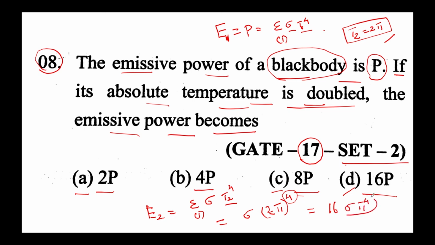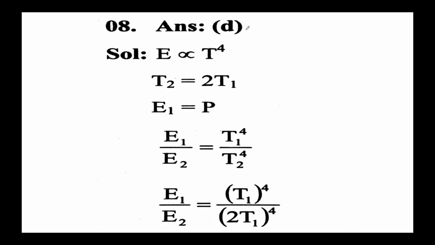And you know that sigma into T1 power 4 has already been kept as P, right? So I can say that the new answer would be 16 times your old answer, right? So this is how you try to solve this problem, and hope you can understand that option D would be the correct answer. So let's get into the solution. Option D is the correct answer.